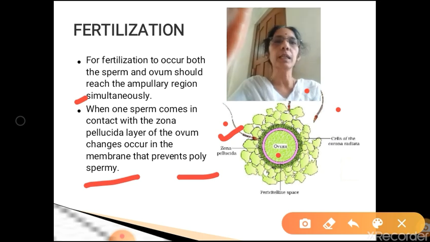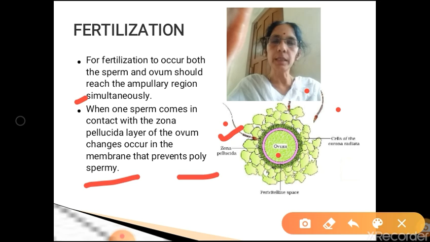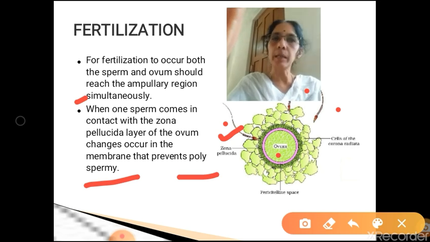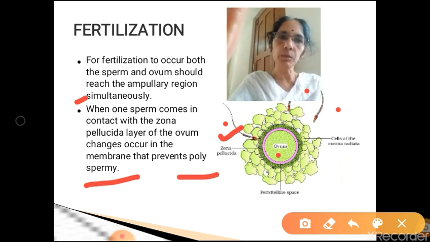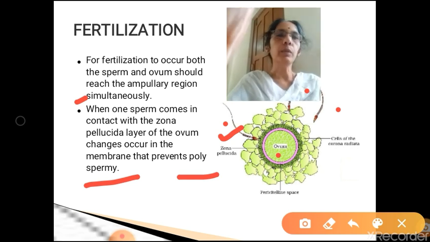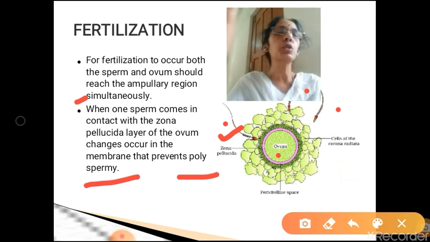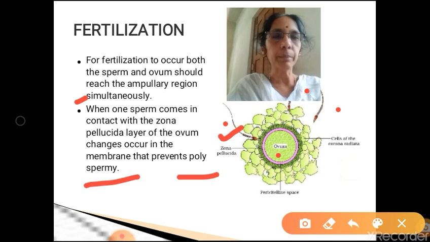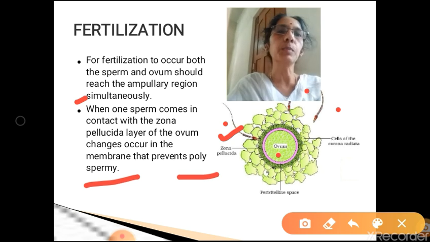Clear? For fertilization to occur, both ovum and sperm should reach the ampulla region simultaneously, even though many sperms will reach. But the number of ovum is only 1. So when one sperm penetrates the zona pellucida layer, a chemical change occurs in the membrane. This prevents other sperms from penetrating it. That means it prevents polyspermy.